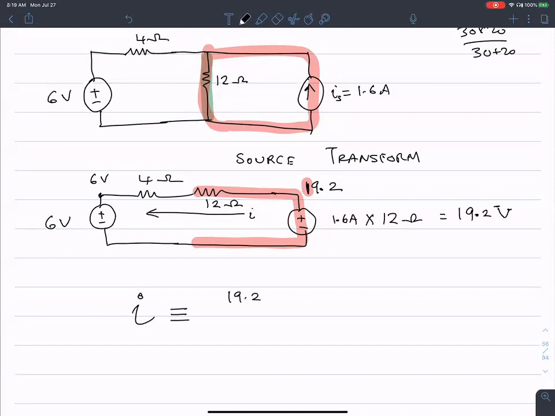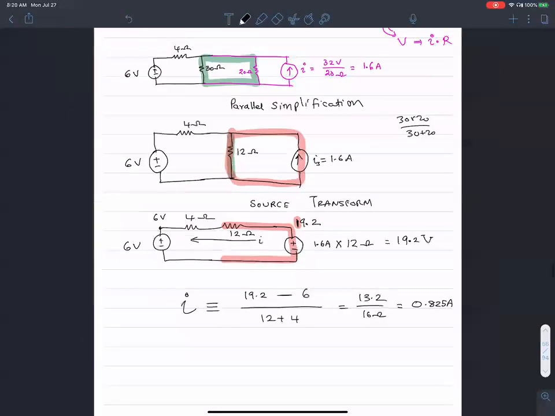19.2, that's the voltage on the right, minus 6 volts, that's the voltage on the extreme left, divided by the total resistance, 12 plus 4, because they're in series. Okay, so you'd get a value of 13.2 over 16 ohms, which should equal 0.825 amperes. So this current is in alignment with the voltage drop here.